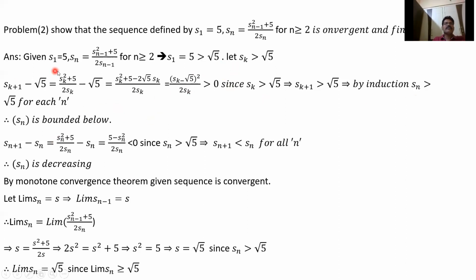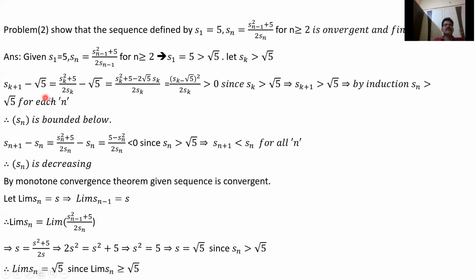Given S1 is 5, this is greater than root 5, so it is true for n equal to 1. Let Sk be greater than root 5, that is, it is true for n equal to k. I have to show it is true for n equal to k plus 1, that is, Sk plus 1 greater than root 5.